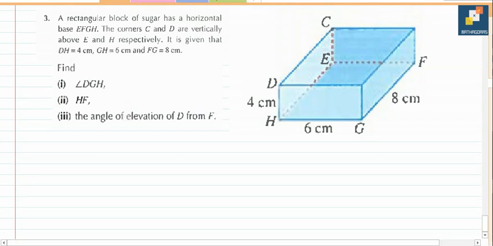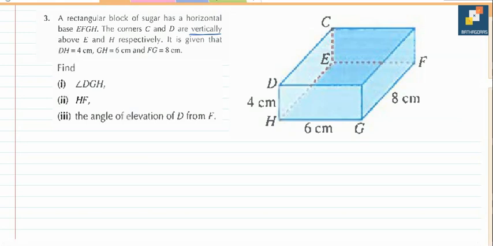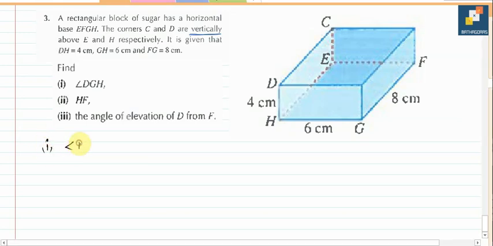A rectangular block of sugar has a horizontal base EFGH. The corners C and D are vertically above E and H. Again, the meaning of vertical: the angle is 90 degrees, straight above the point. It is given that BH is 4, GH is 6, FG is 8. Find angle DGH. For the first part, angle DGH.